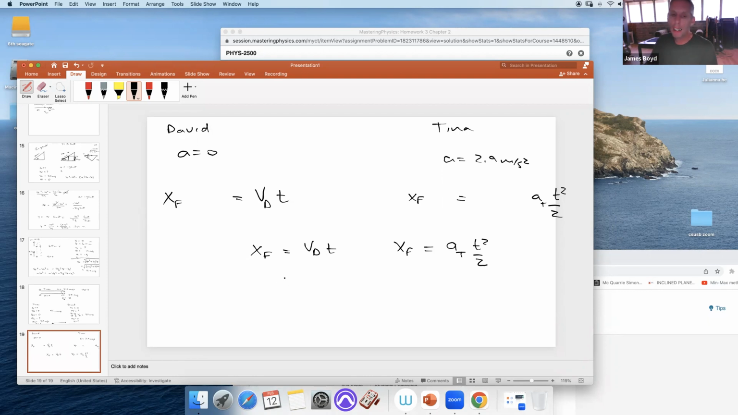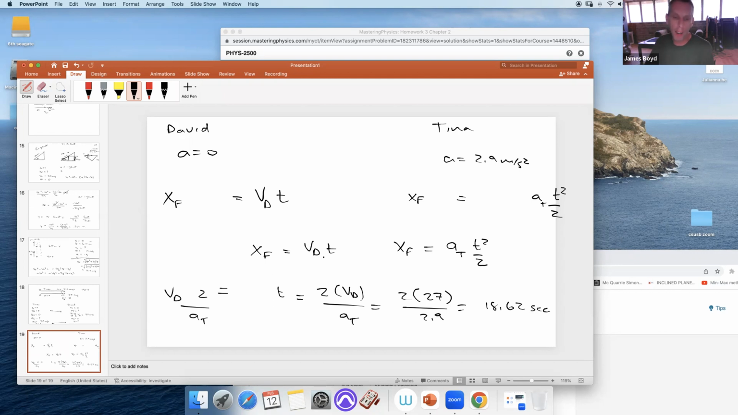So it seems like we're taking an extra step, and we are, just to make it a little bit easier on us. Set this x final equal to this, so set the equations equal to each other. And what you get is the time. One power of T cancels, so this goes away. Then if you divide or multiply both sides by 2 over a of Tina, you get your time. So your time is 2 times David's velocity over Tina's acceleration, or 2 times 27 divided by 2.9. The time that they travel, 2 times 27 divided by 2.9, is 18.62 seconds.